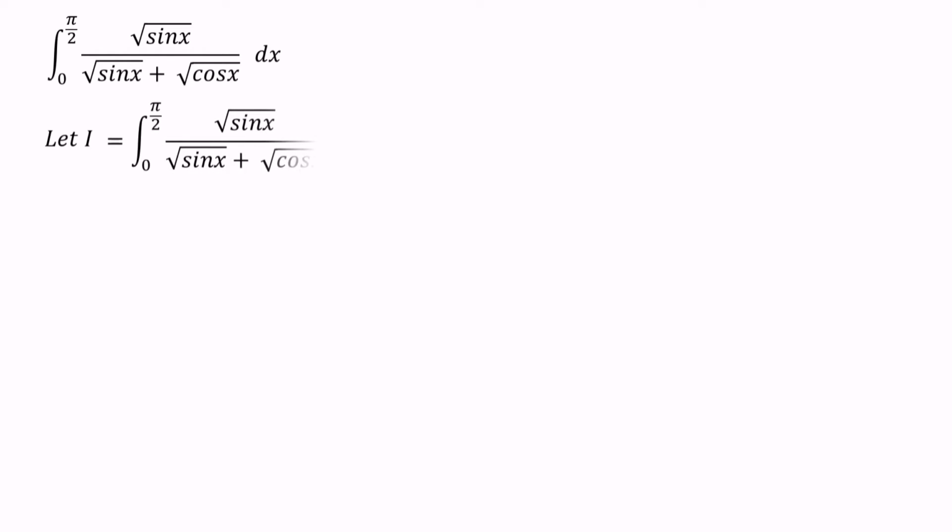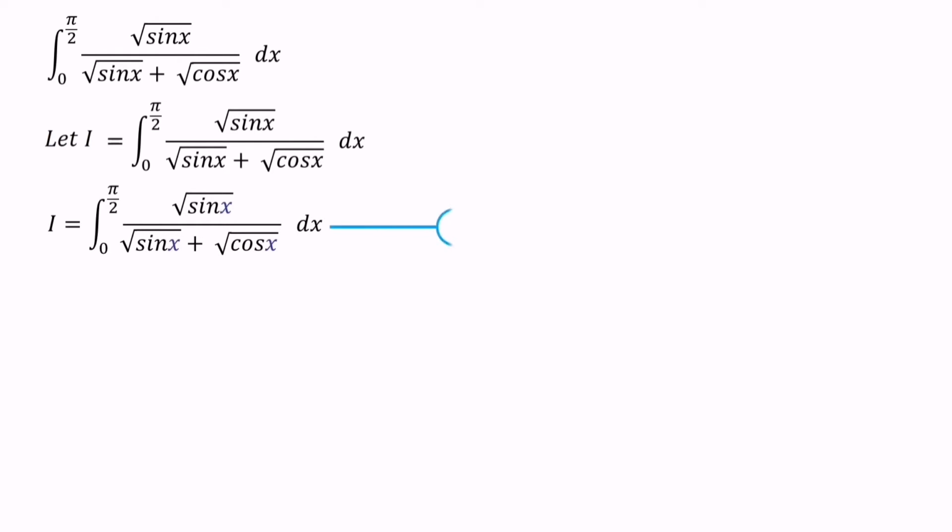Let's consider the answer of this integral as capital I. Now, if we can find the value of capital I, then it will be the final answer. I equals the integral from 0 to pi over 2 of root sin x over root sin x plus root cos x. This value we can call equation number 1.